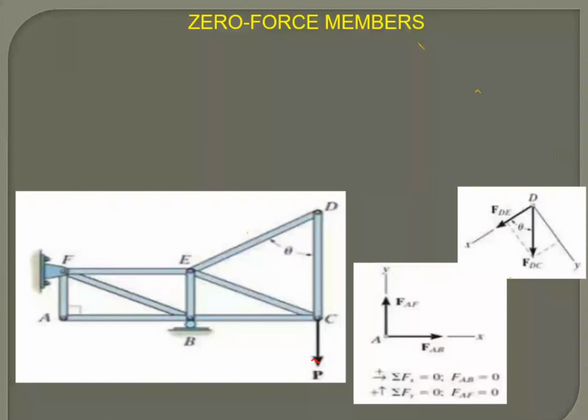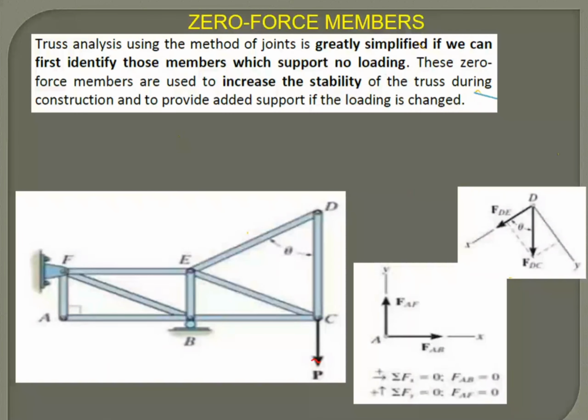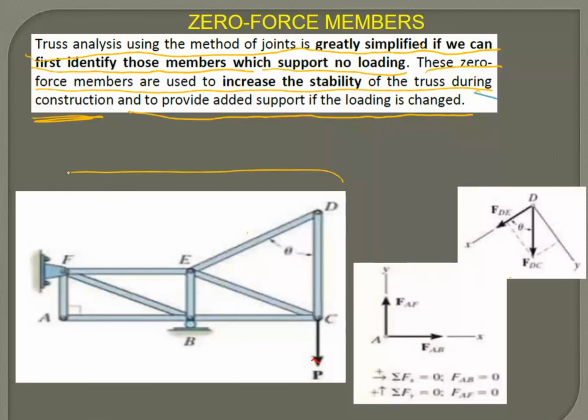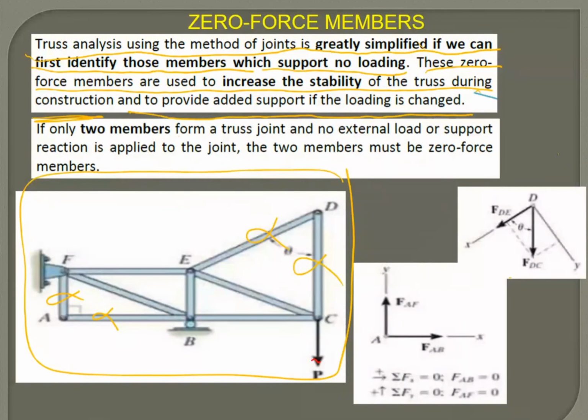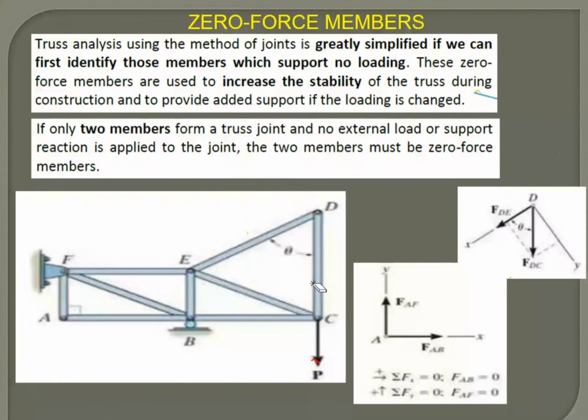So in simple words, it says here, a truss analysis using the method of joints is greatly simplified if we can first identify those members which support no loading. These zero force members are used to increase the stability of the truss during construction or to provide added support if the loading is changed. Okay. In your present condition, when you are doing analysis, there is no use of those members. Remember, this is very important, okay? Remember, this is how you're going to easily find the zero force member.